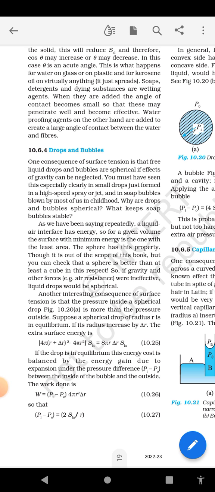Why are drops and bubbles spherical? As we have been saying repeatedly, a liquid-air interface has energy. So, for a given volume, the surface with minimum energy is the one with the least area. The sphere has this property, though it is out of the scope of the book, but you can check that a sphere is better than at least a cube in this respect. So, if gravity and other forces were ineffective, liquid drops would be spherical. Another interesting consequence of surface tension is that the pressure inside a spherical drop is more than the pressure outside.